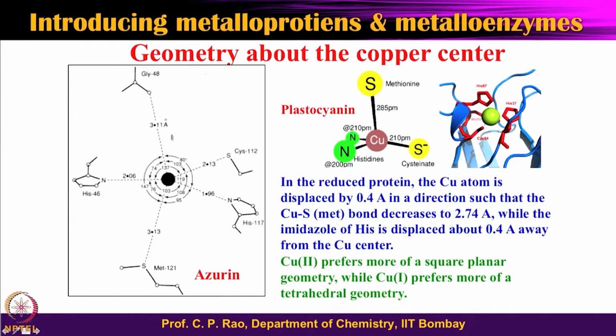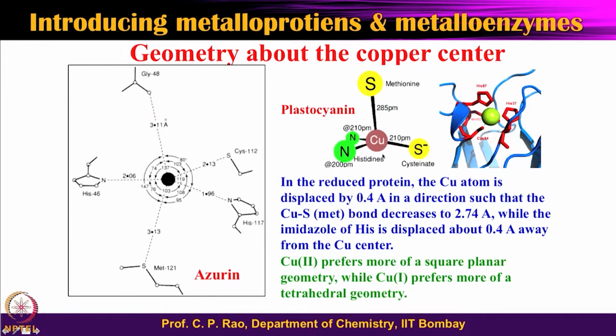If you look closely at the copper type 1 cases, this is azurin, with a trigonal bipyramidal kind of geometry that is highly distorted. And you can look at plastocyanin. You see the copper to sulfur thiolate bond is 285 picometer, which is nothing but 2.85 angstrom, very far away, but it still forms a coordination. So why has nature chosen such a distortion? That is something we need to look at. Yes, we will look at that now.